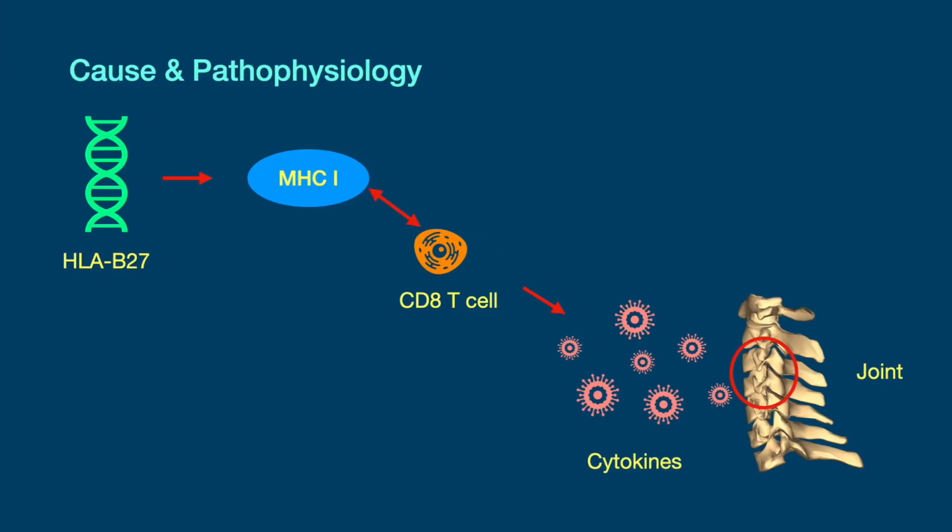Ankylosing spondylitis is a HLA-B27 associated spondyloarthropathy. It has a polygenic inheritance, and this HLA-B27 gene codes for a specific type of major histocompatibility complex, or MHC class 1. The CD8 T cell, which is also known as cytotoxic T cell, uses its T cell receptors to bind to the antigen presented by the MHC class 1 molecule.